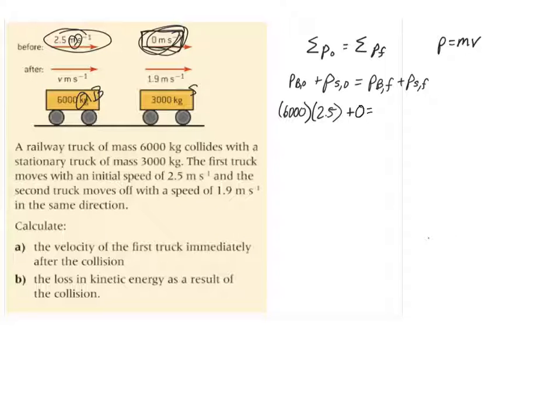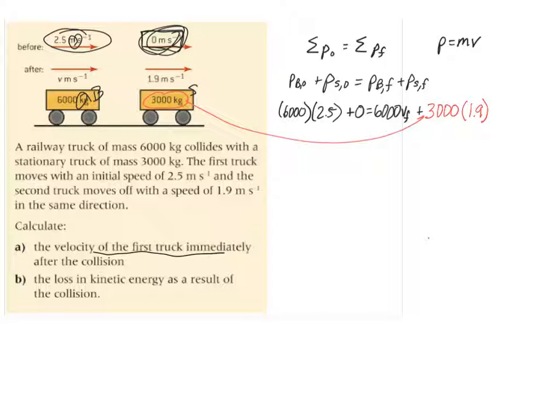Equals the final momentum of the big car, which at this point we don't know, right? That's what it's asking us for: the velocity of the first truck immediately after the collision. So we're going to go ahead and put that in as our final velocity, which we're looking for. Plus the momentum of the second car, which again is going to be 3,000 kilograms, times its velocity, which is given to us. It tells us it leaves with a speed of 1.9 meters a second.